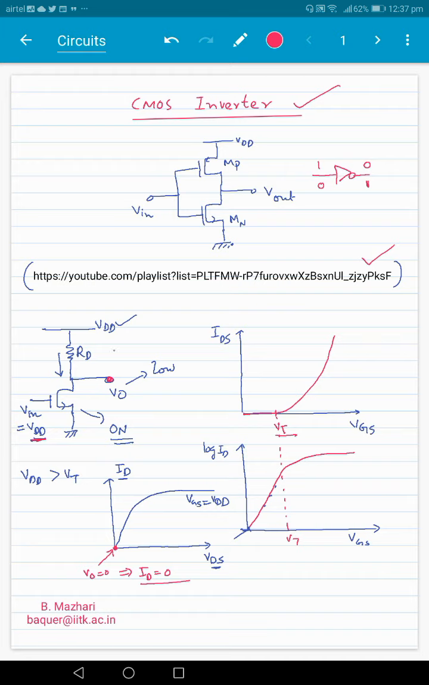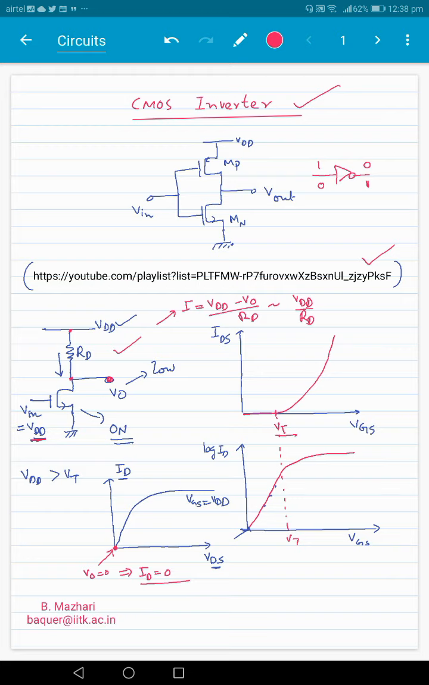But if we look at this particular circuit, we can see that the current I will be equal to VDD minus V0 by RD. That's Ohm's law from here to here. The current will be VDD minus V0 by RD, and thus almost equal to VDD by RD, because V0 is very small.